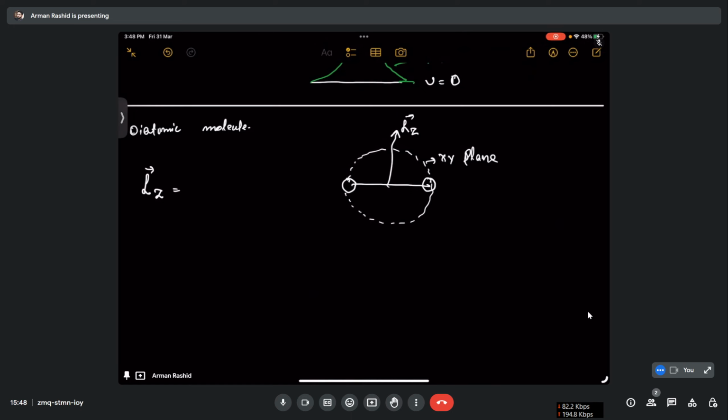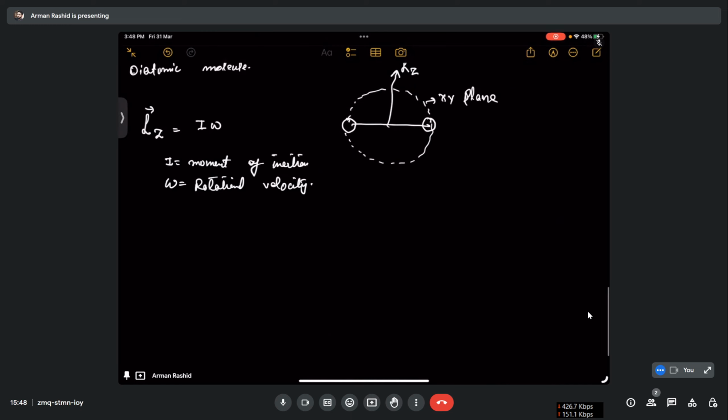Now we know what the angular momentum along the z axis is, as given by the classical principle: it will be I omega, where I is the moment of inertia and omega is the rotational velocity.